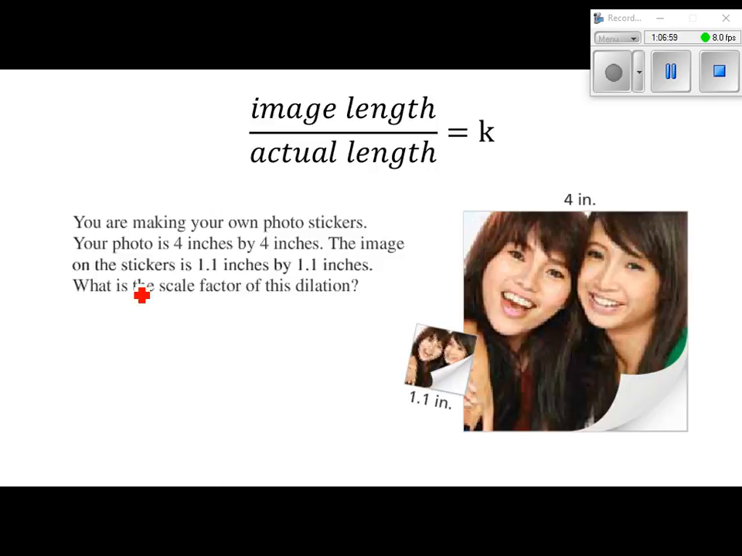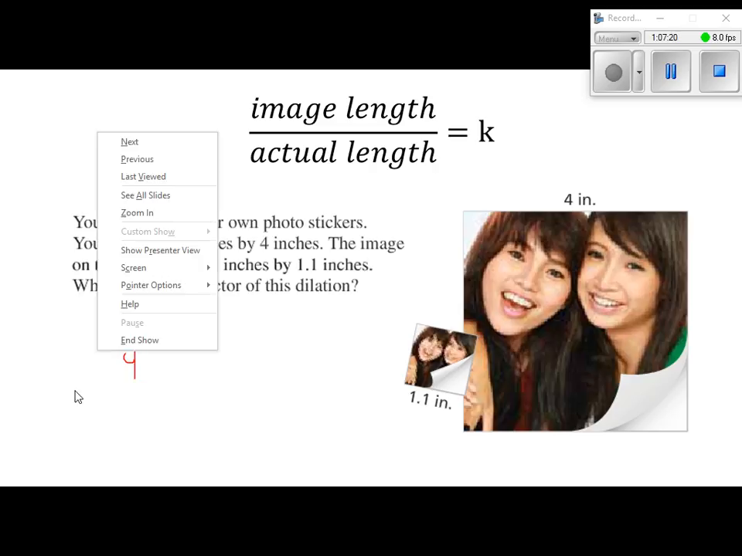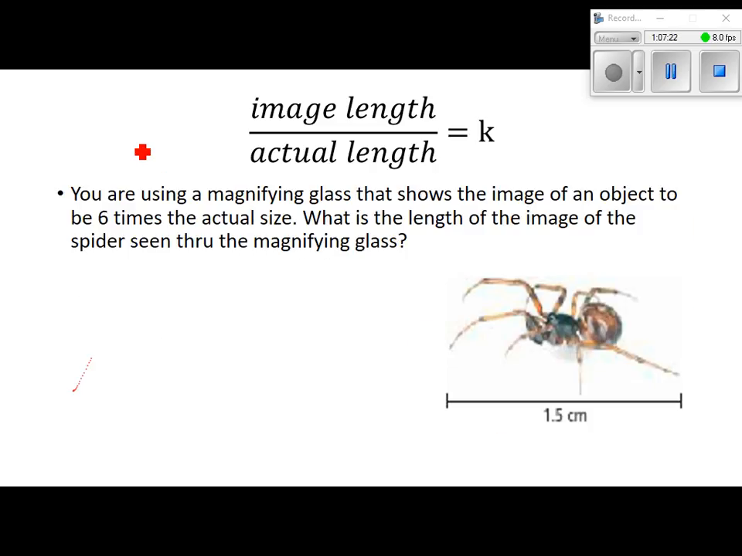So on this, you're making your own photo stickers. Your photo is 4 by 4. You want the stickers to be 1.1 inches by 1.1 inches. How could we find that scale factor? Take the image, which is the after one, 1.1, and divide it by the original, 4, and that should give you what the scale factor is going to be.